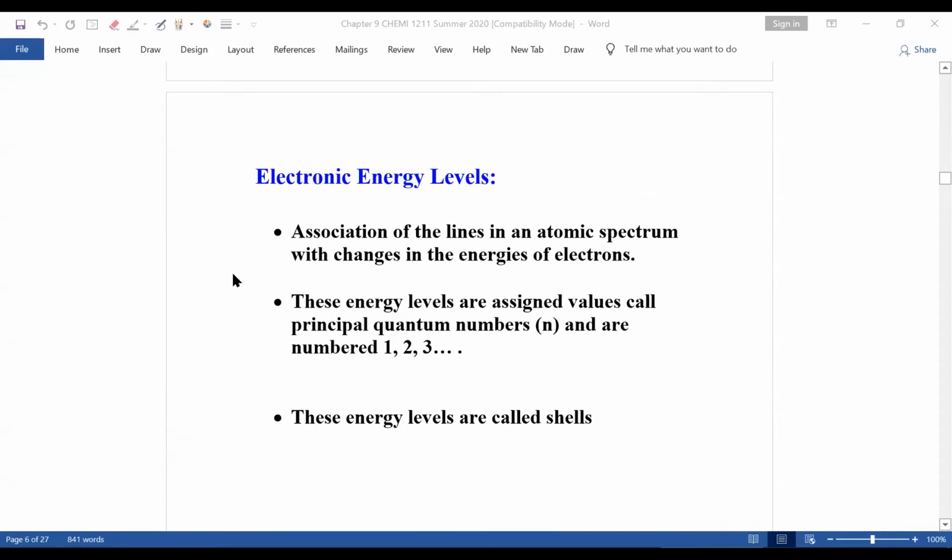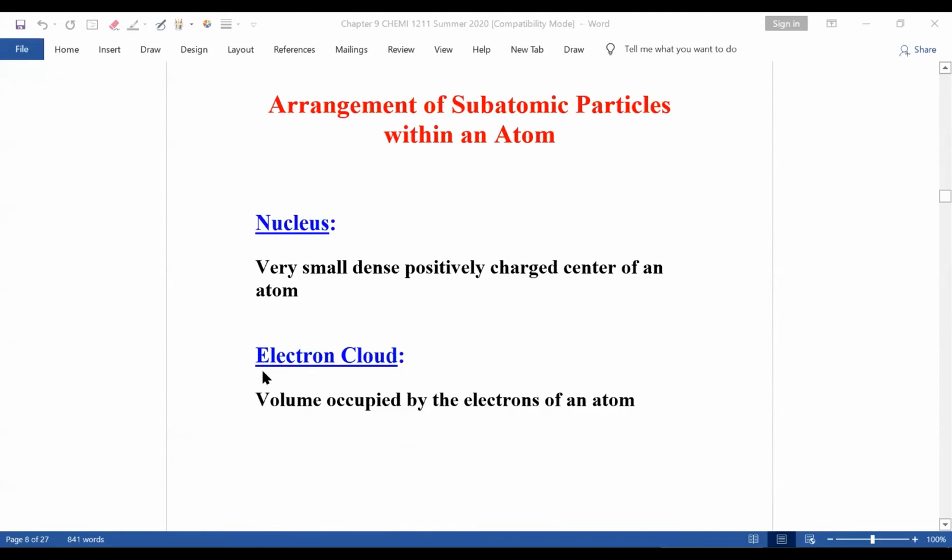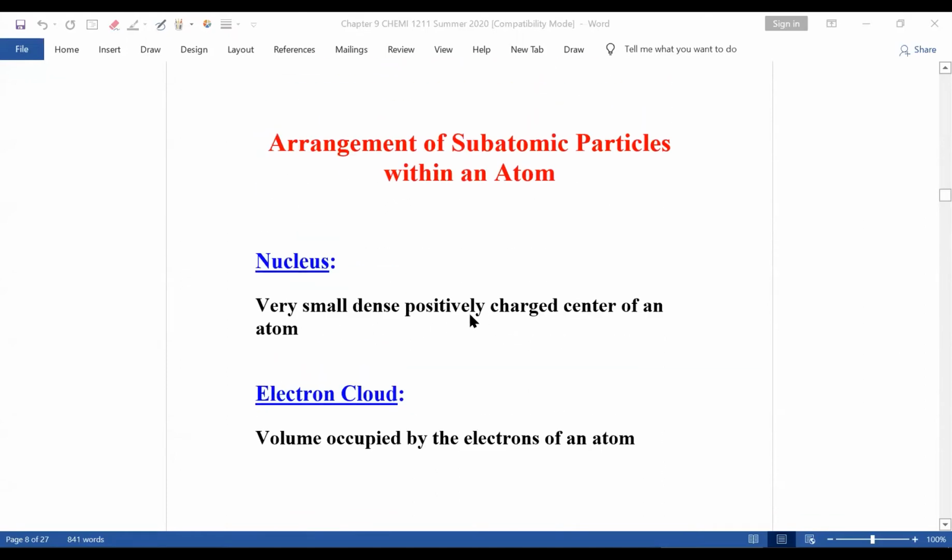And these energy levels have what's called quantum numbers, but I'll give you another name. That other name is shells. Now, again, the nucleus is very dense with a positive charge. Why? Because it's got the protons. Neutrons have no charge. And around the nucleus is where the electrons are, and we call that the electron cloud. Why? Because it's a very large volume, very low density, just like clouds are in the sky.